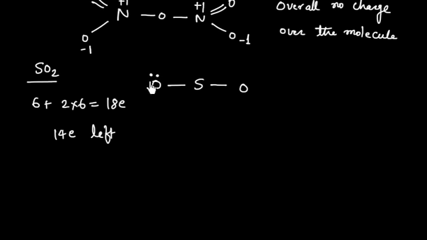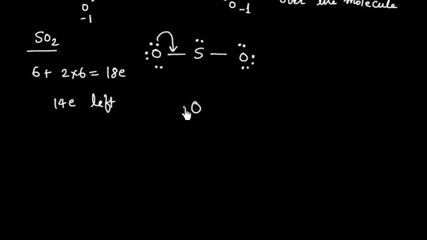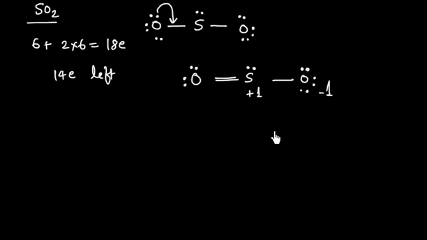So we can put 6 electrons here and 6 electrons here, that is 12, and the rest 2 electrons we can put on sulfur. Are you getting or not? Now you see sulfur does not have its octet complete, so we can form a bond. Now sulfur will have a +1 formal charge and oxygen will have -1 formal charge.